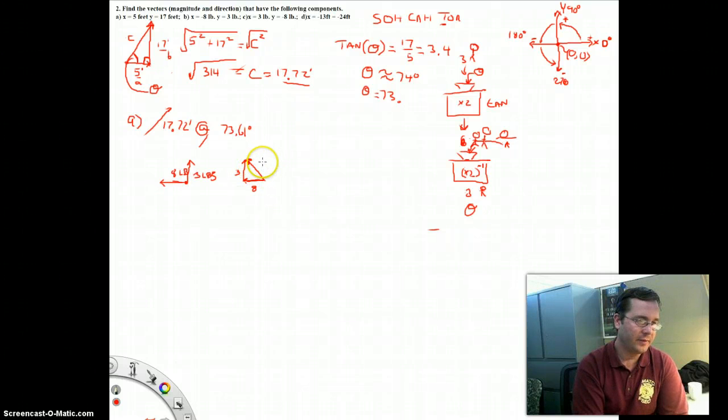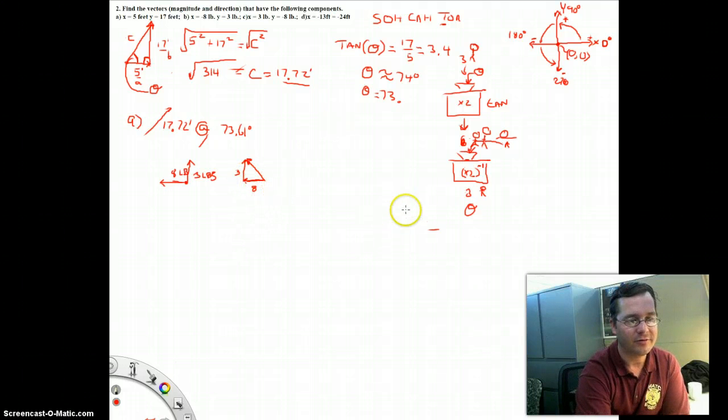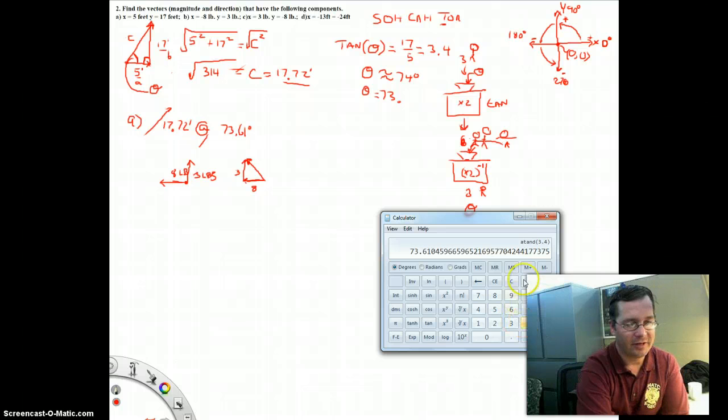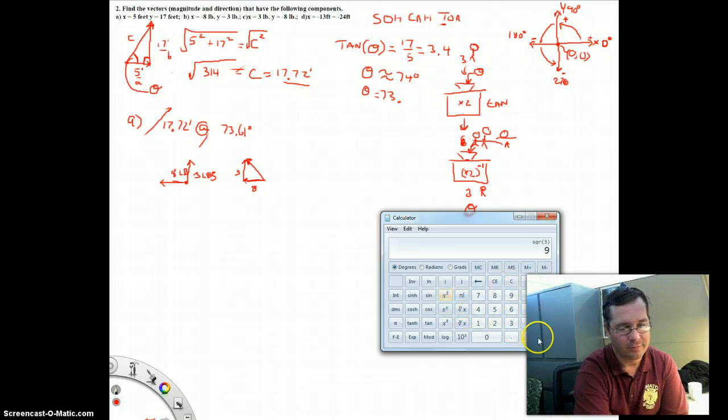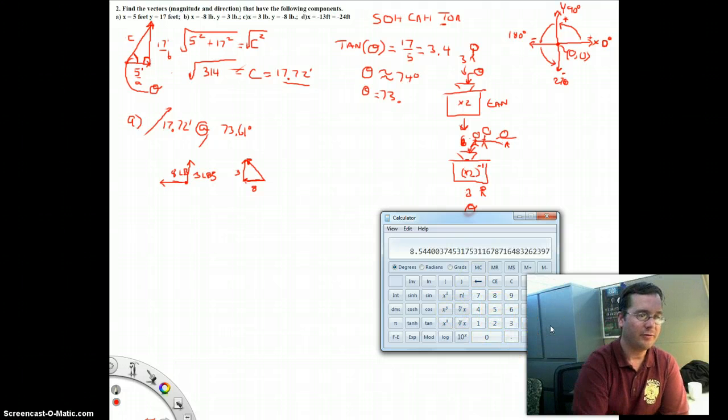So again, how do we calculate the magnitude? We can simply use the Pythagorean theorem. So 3 squared plus 8 squared, and then we'll take the square root of that. So 3 squared is 9 plus 8 squared. 8 squared is 64. Take the sum and take the square root. And we find that the equivalent force is about 8.5 pounds. We'll say 8.54 pounds.